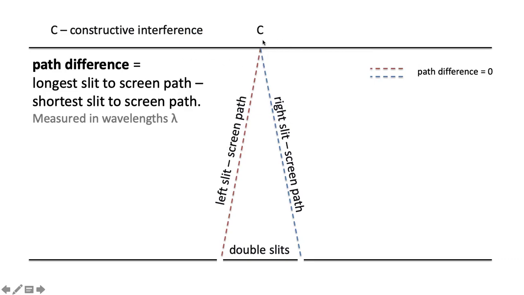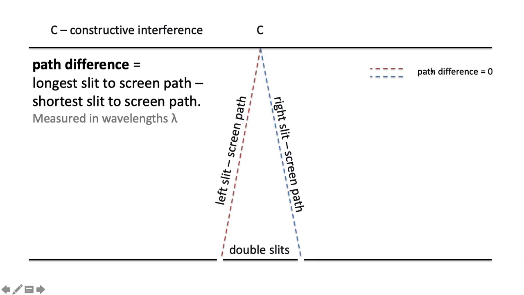Now I've taken away the image, and instead I'm going to just put a C to indicate that we have constructive interference at that point. Now if we move along from that point towards the right in this case, then initially what's going to happen is that the right slit to screen path is going to get shorter and the left slit to screen path is going to get longer. And the path difference will no longer be 0.